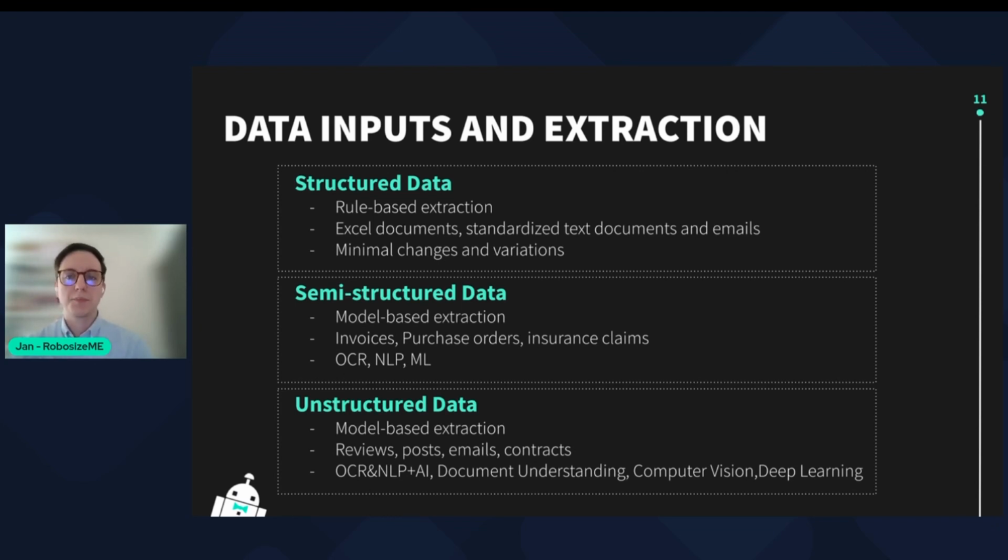The last data type is unstructured data. These are, for example, contracts or some random emails or posts. Outside of the tools that we already mentioned, like optical character recognition and natural language processing, extracting these usually requires a combination of advanced techniques like AI, deep learning, or computer vision. We can use computer vision to extract information from images, scanned documents, or photographs, and these can then be analyzed and interpreted with the help of AI and document understanding.